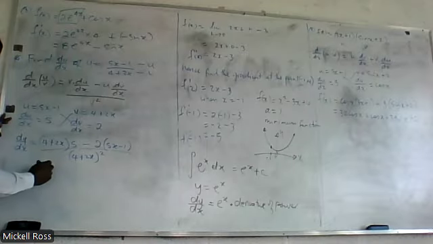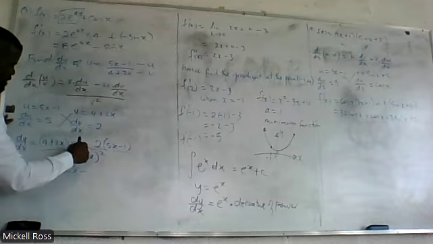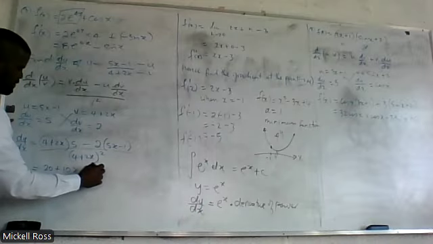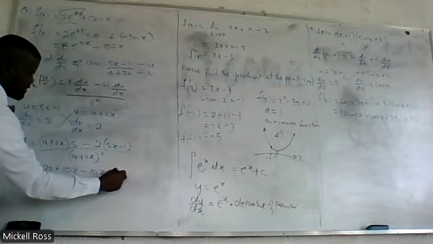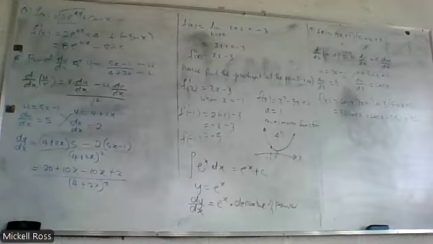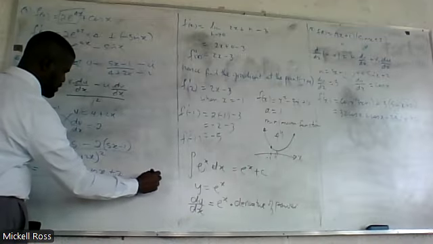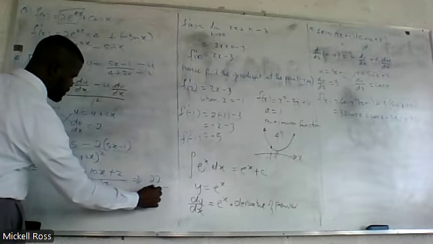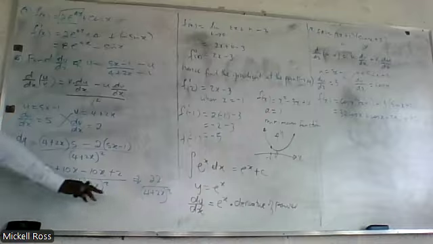5 times 4, 20 plus 10x, negative 2 times 5x is going to give us negative 10x, and negative 2 times negative 1, that's going to be 2, all divided by 4 plus 2x all squared. So when we simplify the numerator, we end up with 22, all divided by 4 plus 2x all squared. So this right here is the derivative of this function.